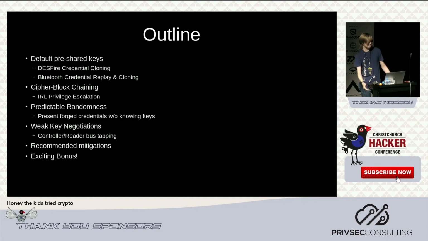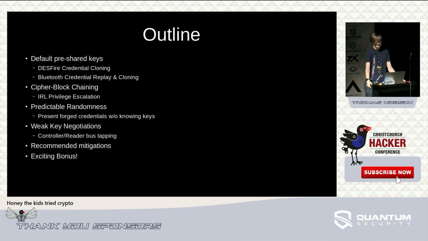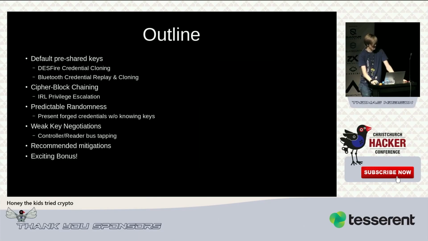How a weak key negotiation can allow us to tap the controller-reader communications, and we can read card numbers out of that and inject our own as well. The recommended mitigations for these if you implement a system yourself, and also if you're an ICT installer and want to fix these problems. And also an exciting bonus if there's time.